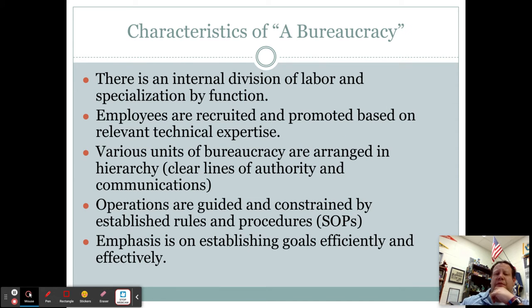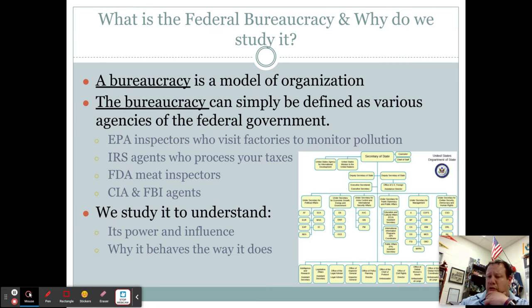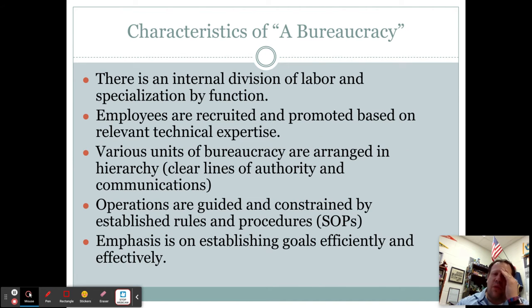And so bureaucracy has a few different things to it. Number one, it's a division of labor and specialization of function. Look at our little chart here, and I'll show some charts later on. Each of these organizations has a unique thing they're doing, so it's specialized in exactly what they do. Typically, we recruit our employees and promote them based on their expertise and what they've done so far. There are lines of authority and communication.